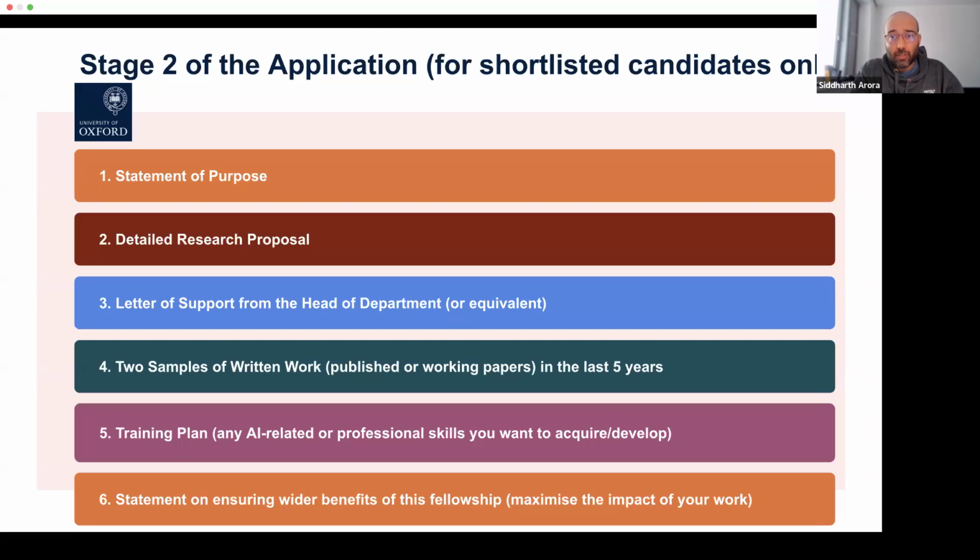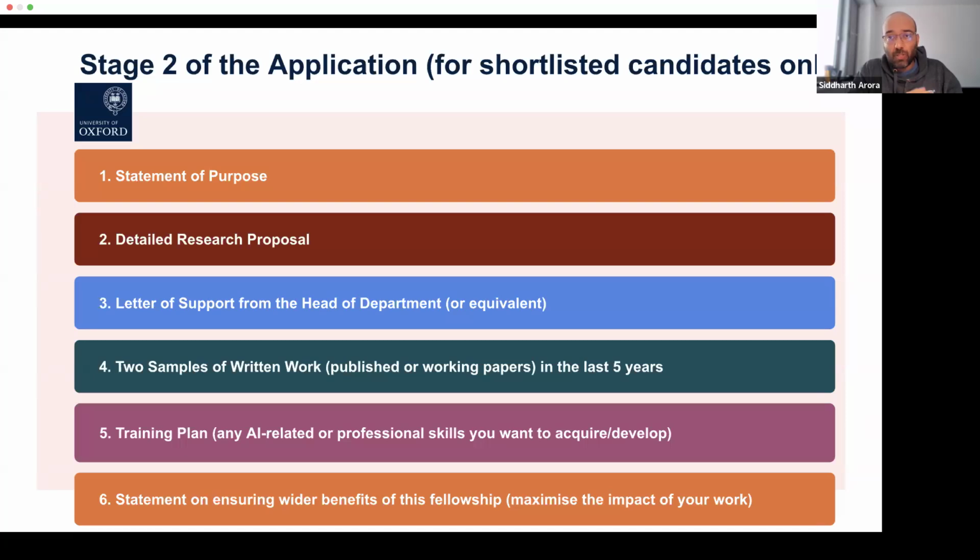Number 2, a detailed research proposal. Remember, stage 1 research proposal is only 300 words. Now we need a bit more technical, a bit longer proposal. Third, a letter from the head of department. So they need to back your application. 2 samples of written work. These are papers that you have written in the last 5 years. They can be published or they can be working papers.